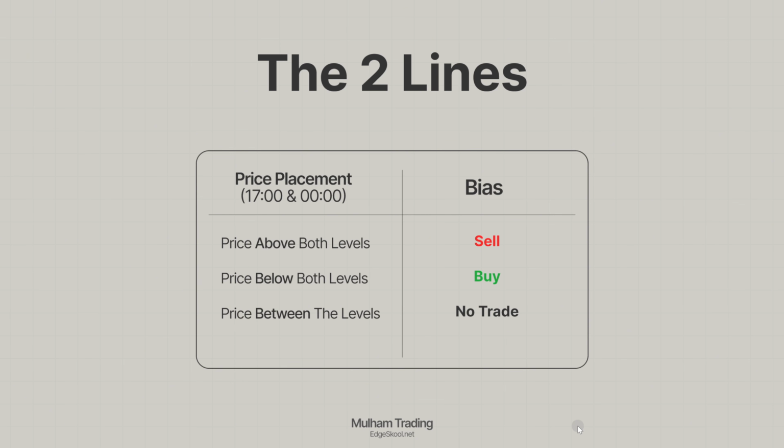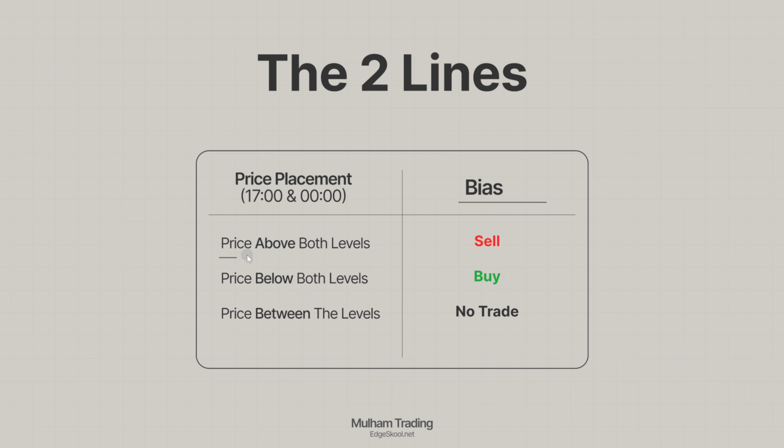Now here's the fun part. Just based on these two lines, we're going to be having the bias or the direction. So you don't actually need to be subjective about the direction. It's actually very mechanical, and we're going to be having specific rules for that. So here we have the table, that's the price placement relative to the 17 and the midnight open. So these are the two levels that we draw, and then the bias.